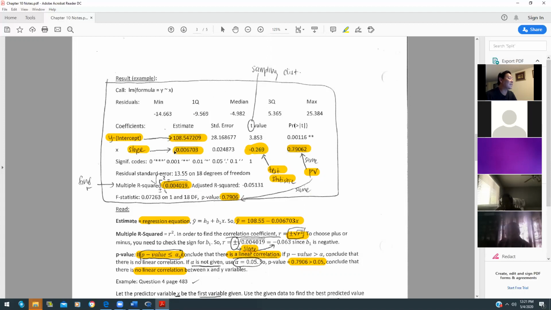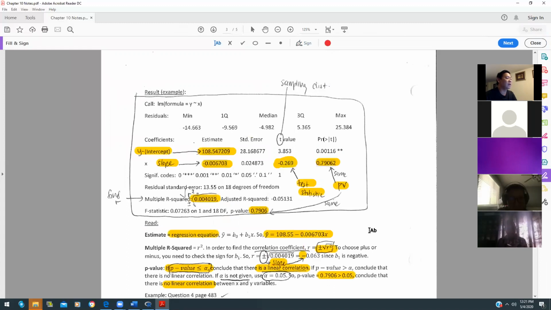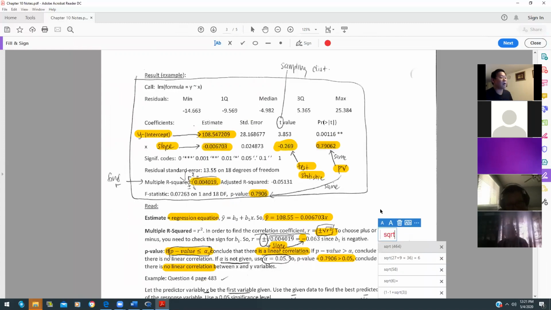If your slope is negative, like this question, the slope here is negative, then you will have to use negative. If your slope is positive, then it is positive in this case. Okay, so it depends on your slope here. So it's very important for you guys. In R, if you want to do square root, you just put SQRT. I think you guys know that, right? So in R, square root is SQRT.